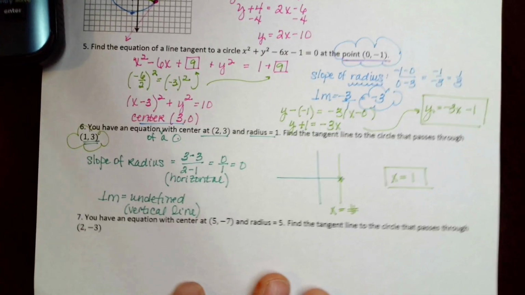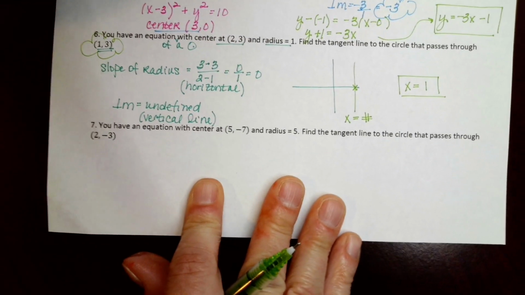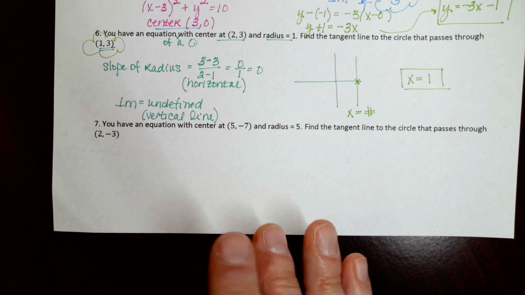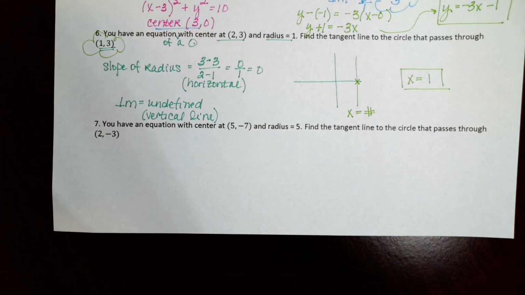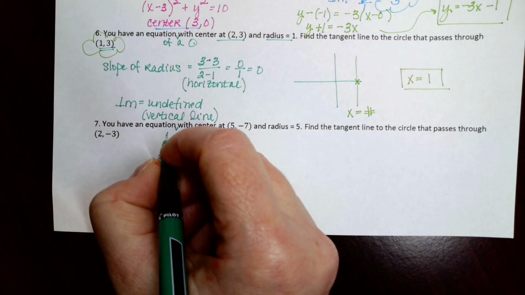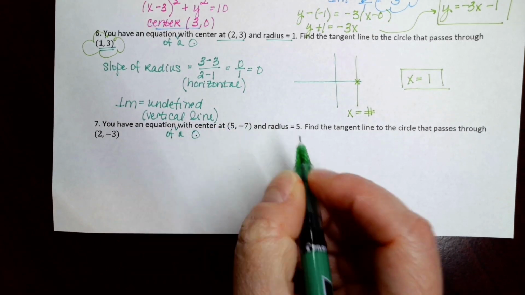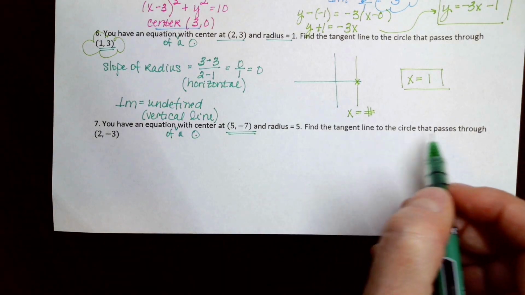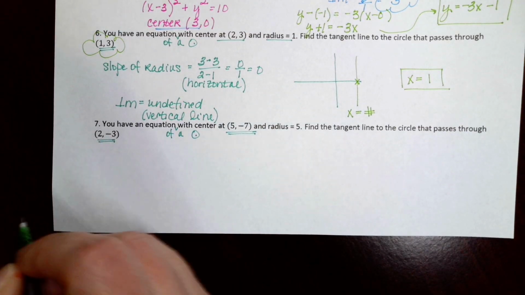All right, and then our last one. Number 7. We've got an equation, again, we forgot those words. You have an equation of a circle, with a center here, radius 5, which we don't really care about. Find the tangent line to the circle that passes through the point 2, negative 3.